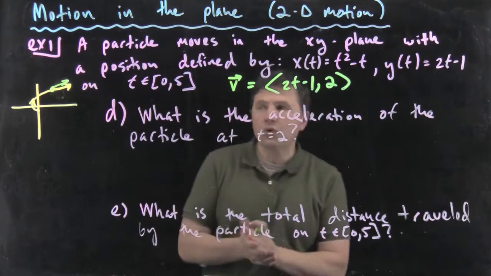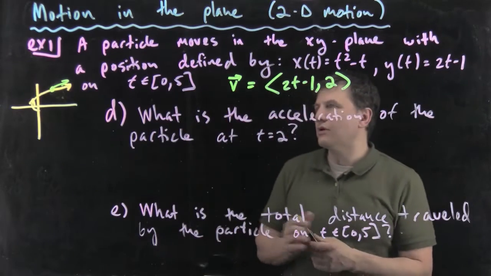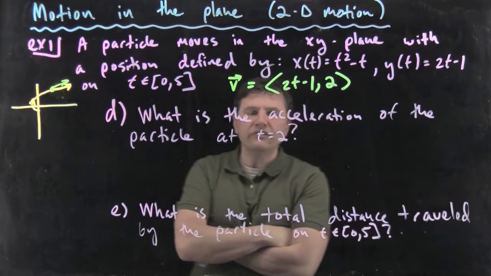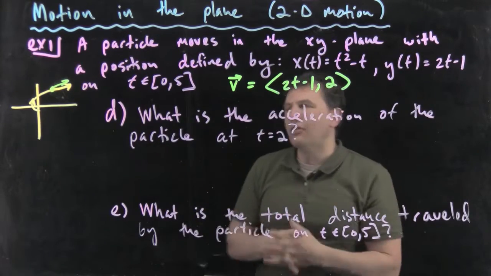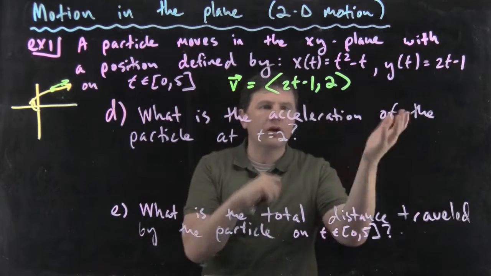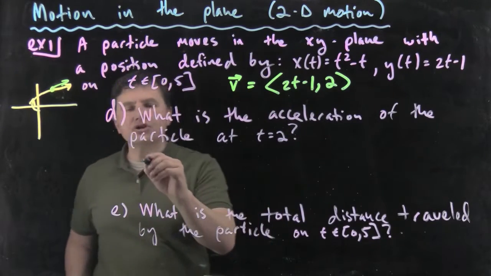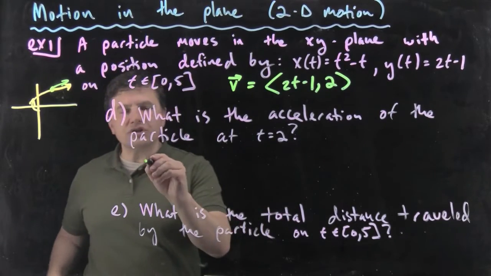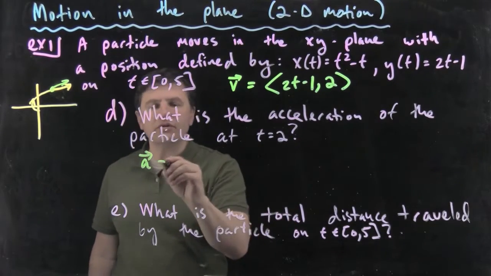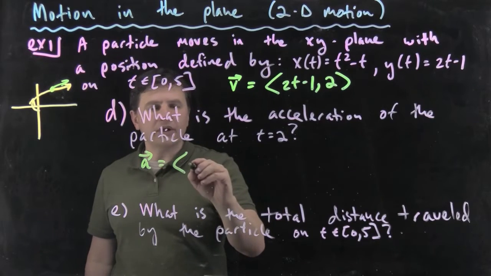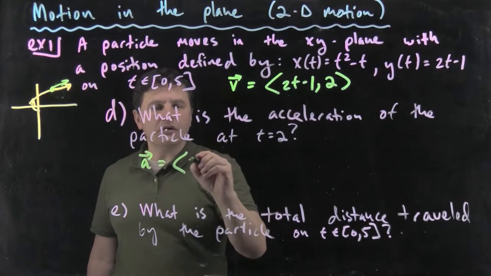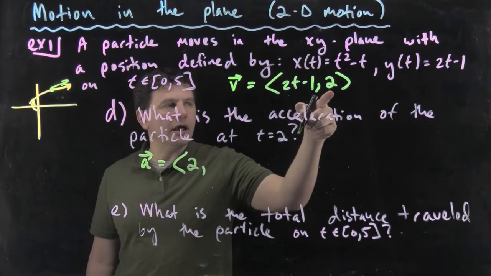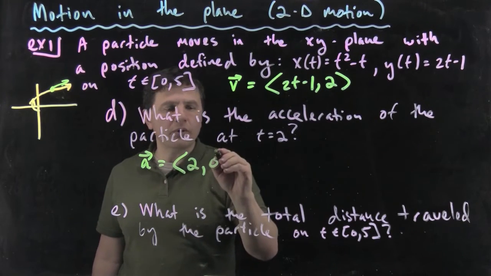Okay, 2 more questions, and that will be it for example 1. So part D: what is the acceleration of the particle at t equals 2? You'll notice I wrote down the velocity from the last problem. To get our acceleration vector, we're going to take the derivative of this. In this case, the acceleration of our x component is a positive 2, and the acceleration of our y component is 0.